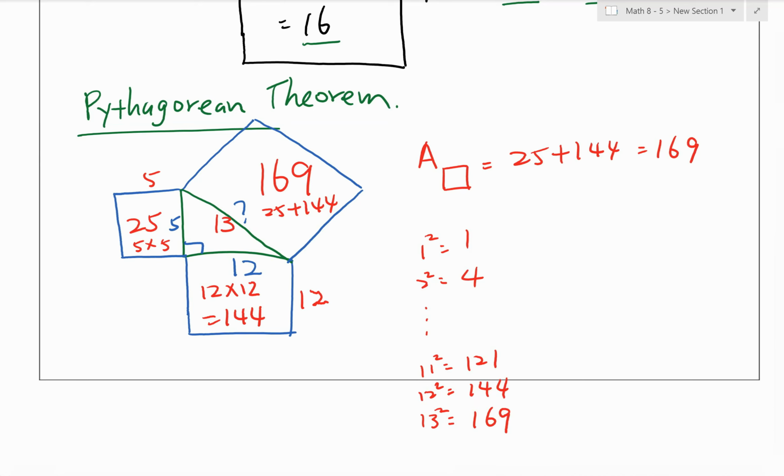So that's it for this short lesson, basically just the introduction to the Pythagorean theorem. Again, I will put down some links in the description so you can check some applications of the Pythagorean theorem in sports. Enjoy!